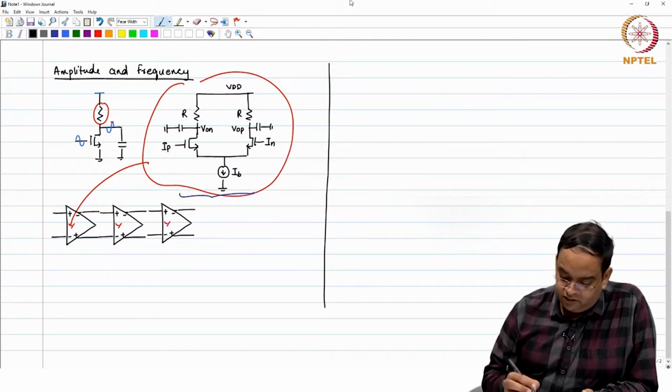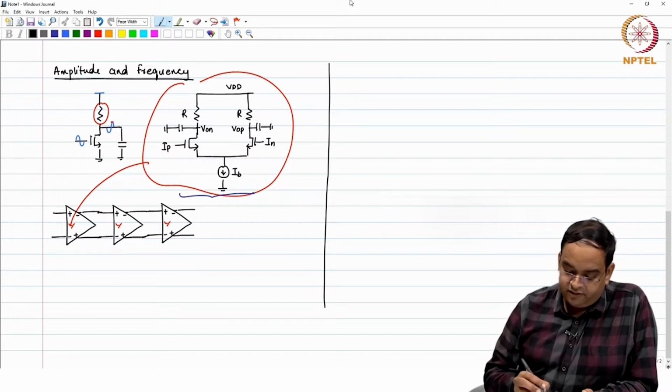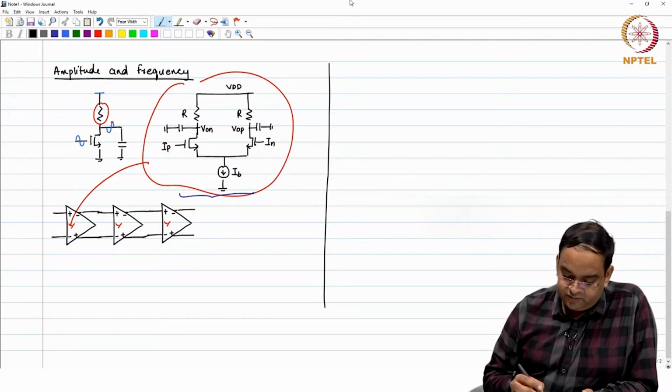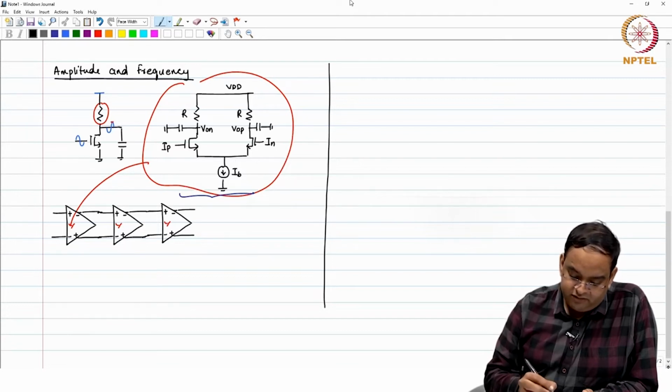Okay. So, now we connect these, right. So, what you have is, every sign which you are seeing is inversion. So, I can very well connect it like this.